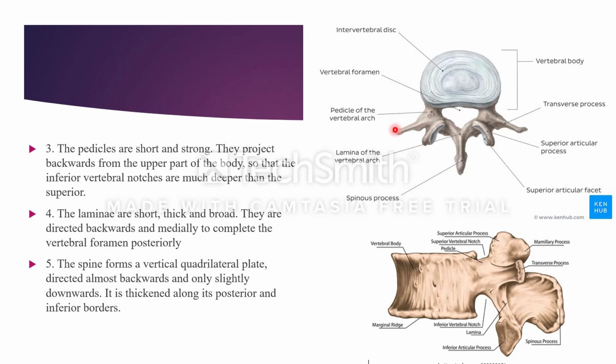Then there will be two transverse processes, and from the transverse processes there will be two laminae which complete the vertebral arch posteriorly. Then there is a spine. The spine is quadrilateral, it is vertical, and it is directed almost backwards and only slightly downwards. See here, it is slightly downwards only. It is thickened along its posterior and inferior border. See here, this is the posterior border of the spine and this is the inferior border of the spine. They are thickened at the posterior and the inferior border.